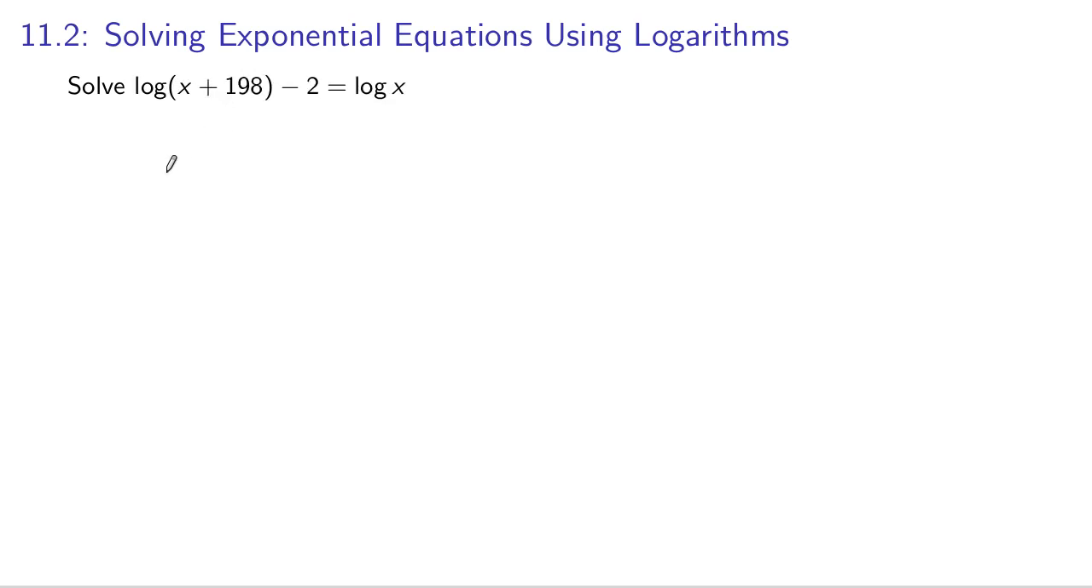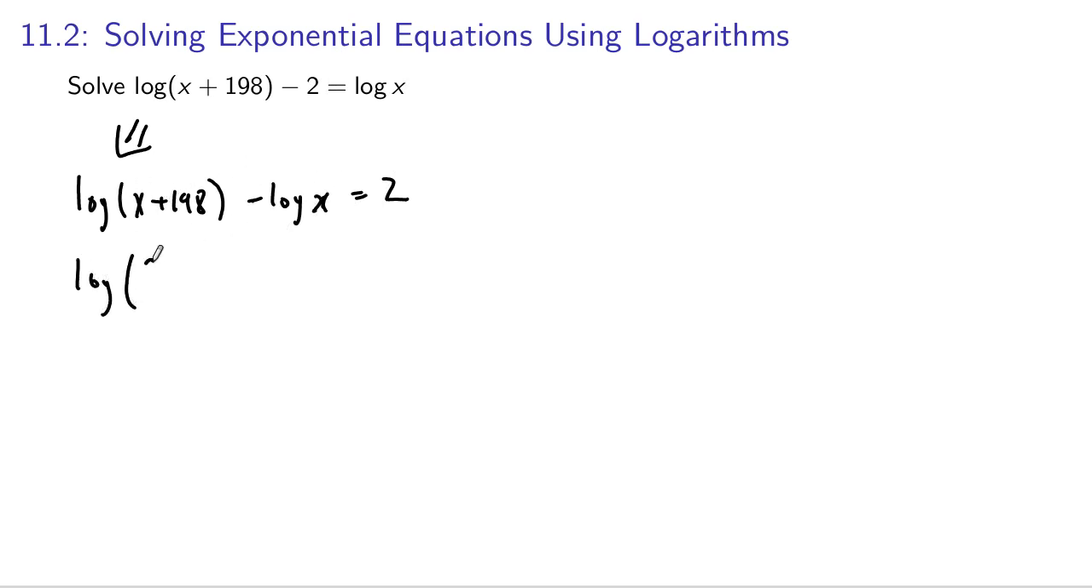Solve log of x plus 198 minus 2 is log of x. Well, here we at first might not think we can do a lot to help with the 10 to the power, but we really can make this simpler by first manipulating to get all the logarithms on one side. Log of x plus 198 minus log of x is 2. Moving the 2 over and the log of x over. And now remember the rule, if we're subtracting logs, we can divide the two numbers inside the logs, put that in one logarithm.